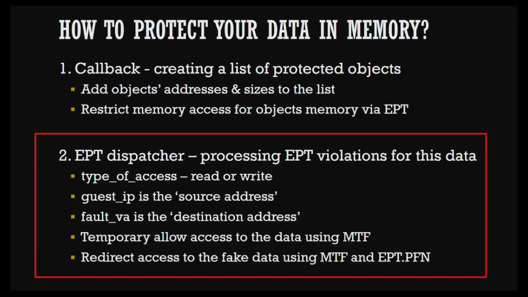Then dispatch EPT violations which occur during access to your data. To process all violations, you have 3 input parameters: type of access, read or write, address of module which tries to access, and finally the address of data which has been accessed. It looks like IP addresses. We've got source address and destination address, who is trying to access, and what kind of data this module tries to access, and type of access, read or write. You can only monitor the access attempts as well as redirect them.